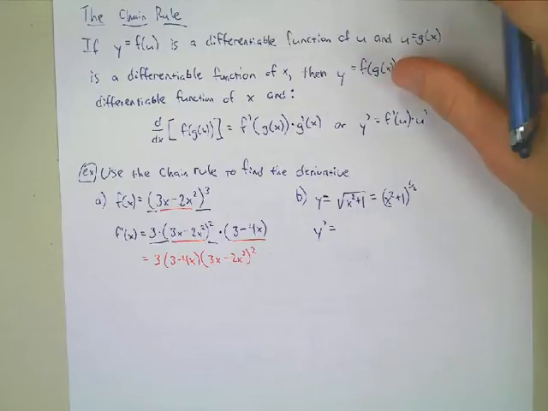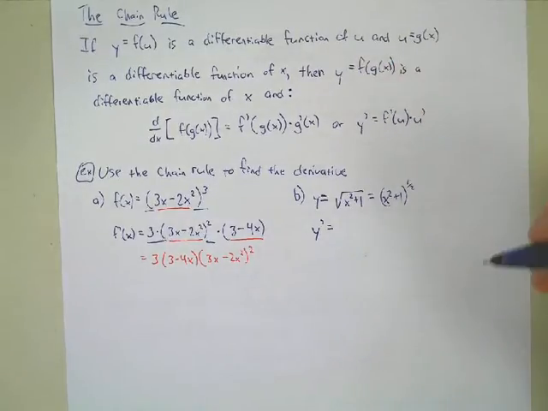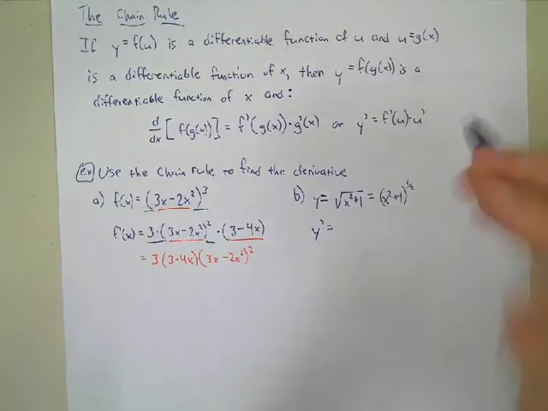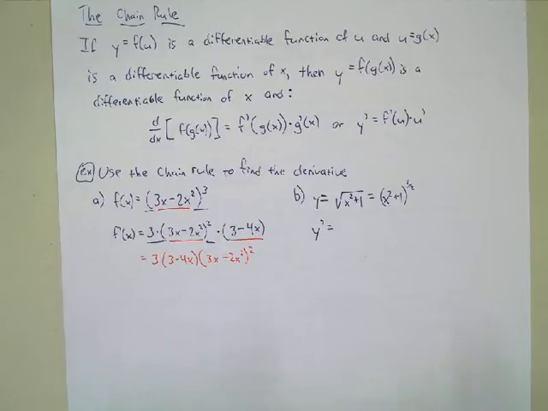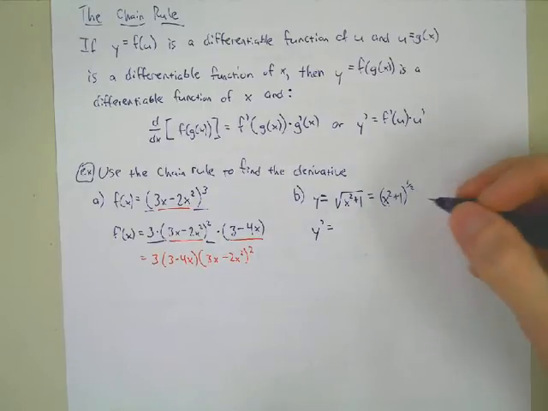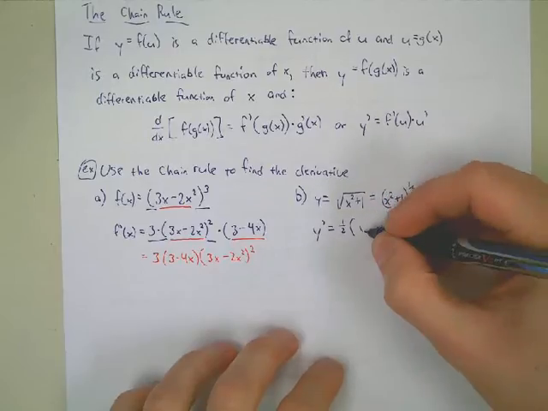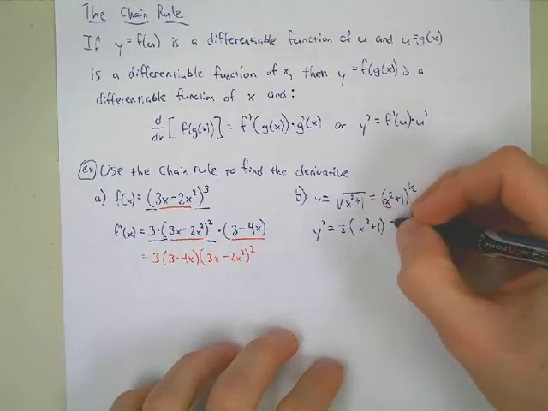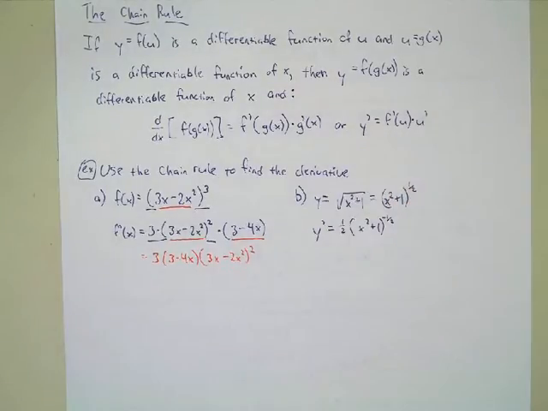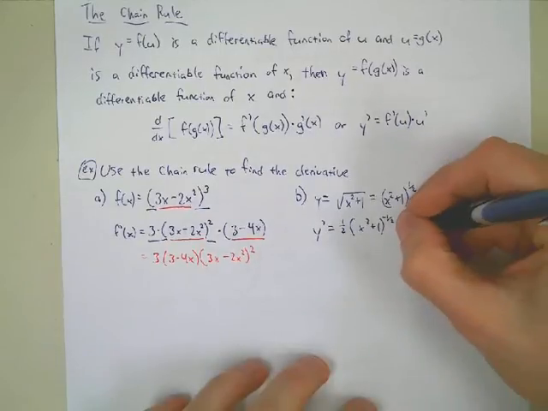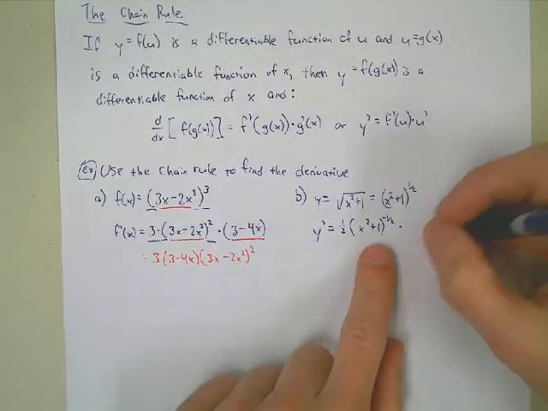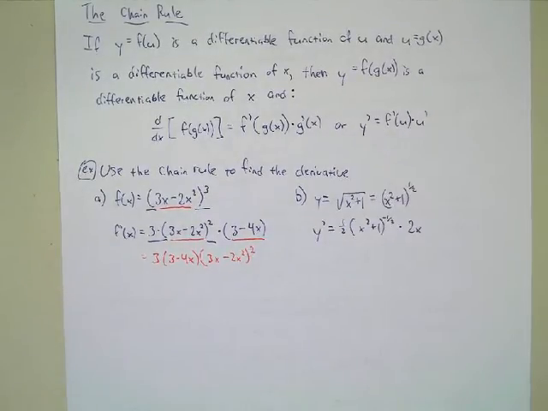So again, chain rule. What's the outermost function here? Something to the 1/2 power. So what's the derivative of something to the 1/2? 1/2 times x squared plus 1 to the negative 1/2, times the derivative of what's inside, so 2x. So the 1/2 and the 2 cancel.